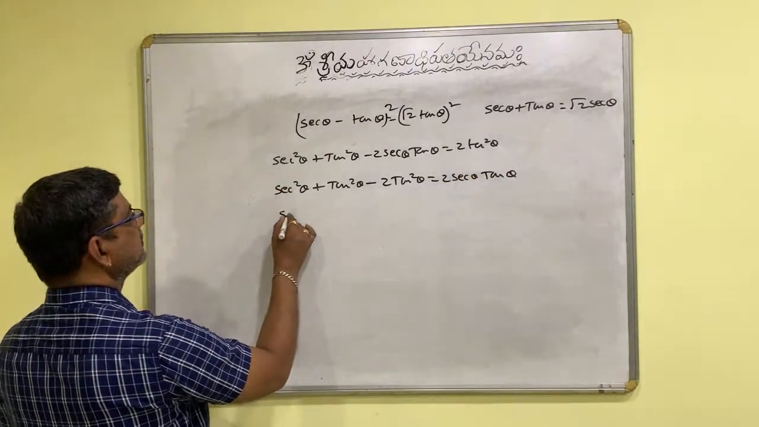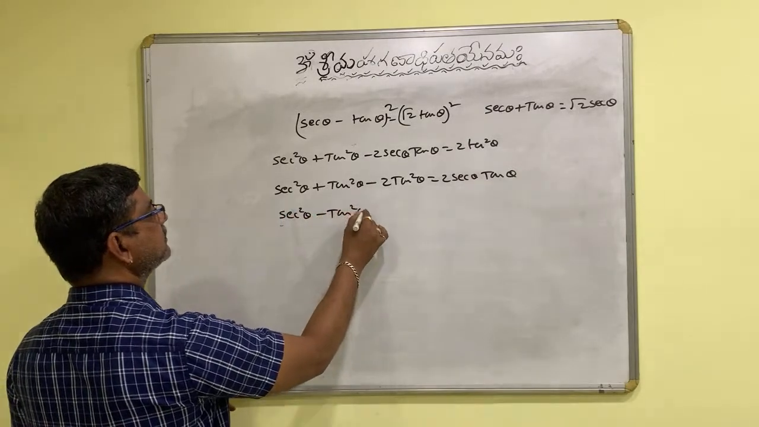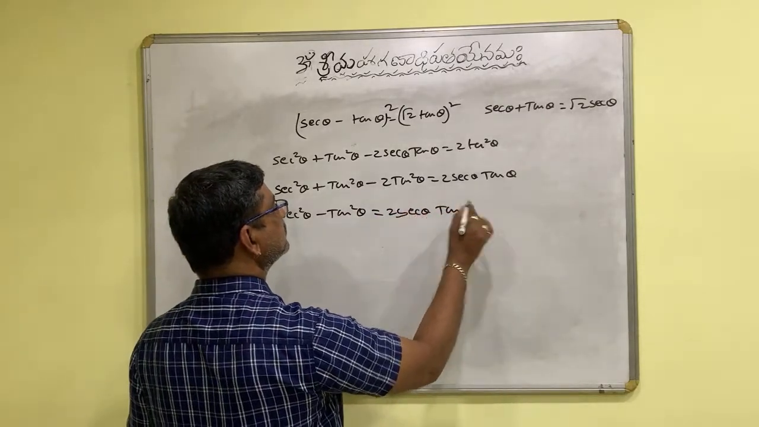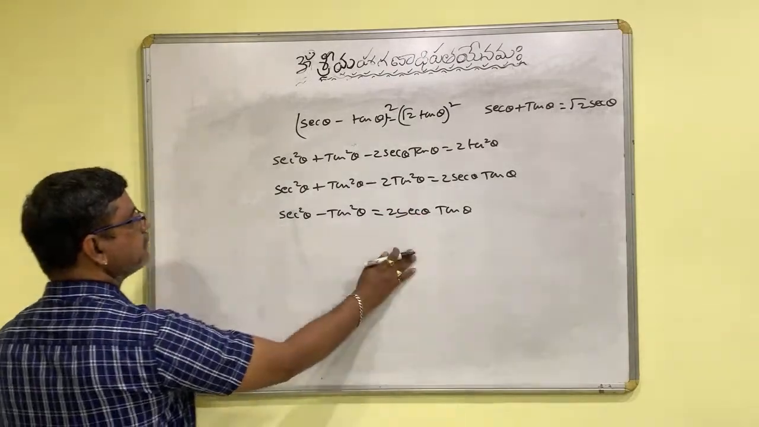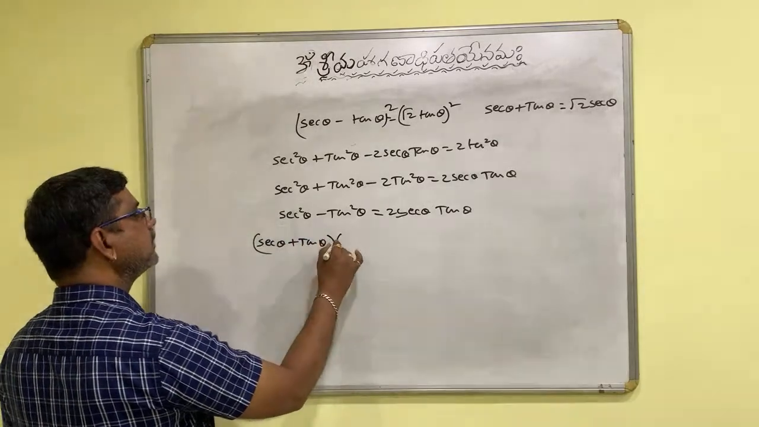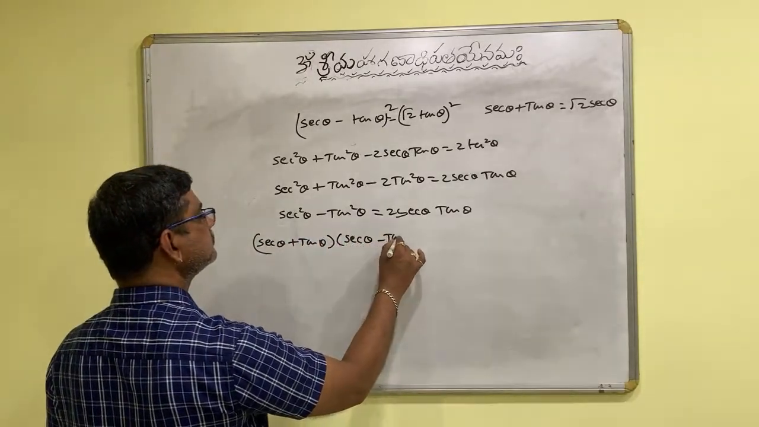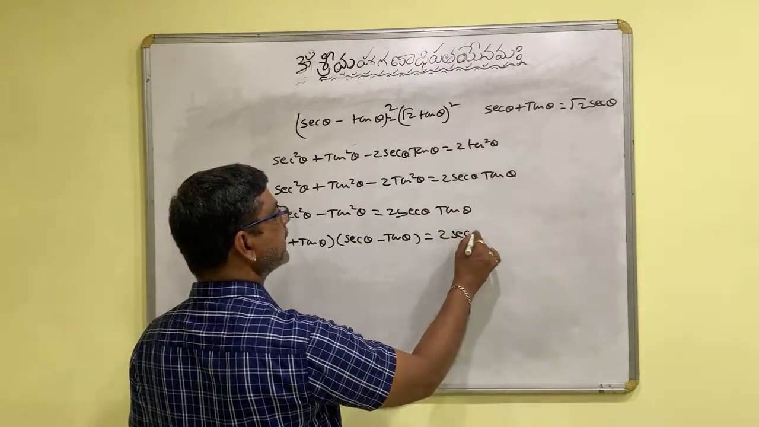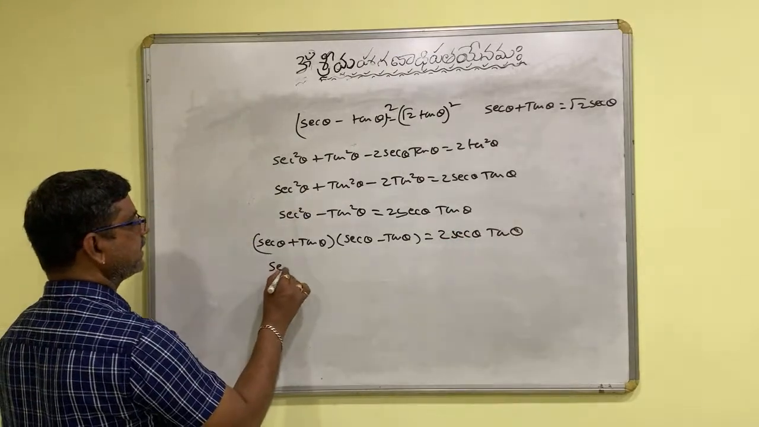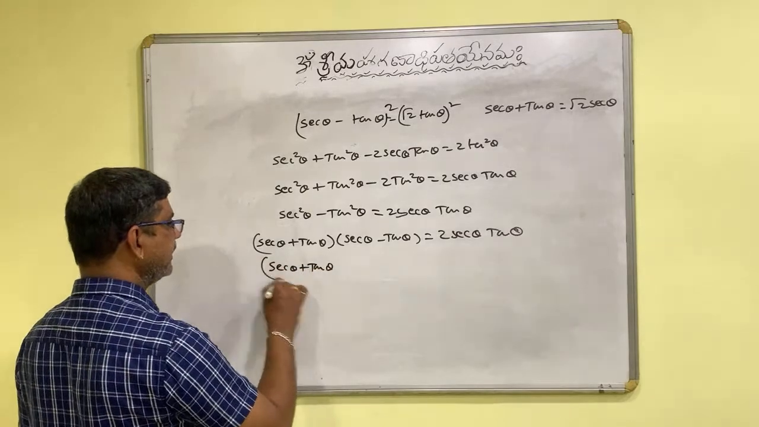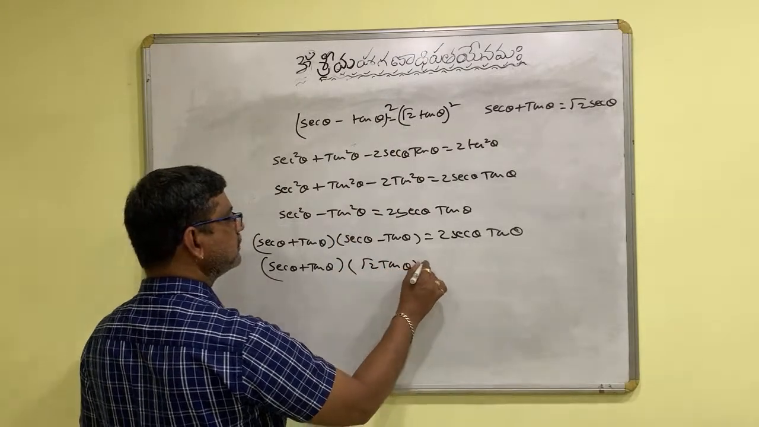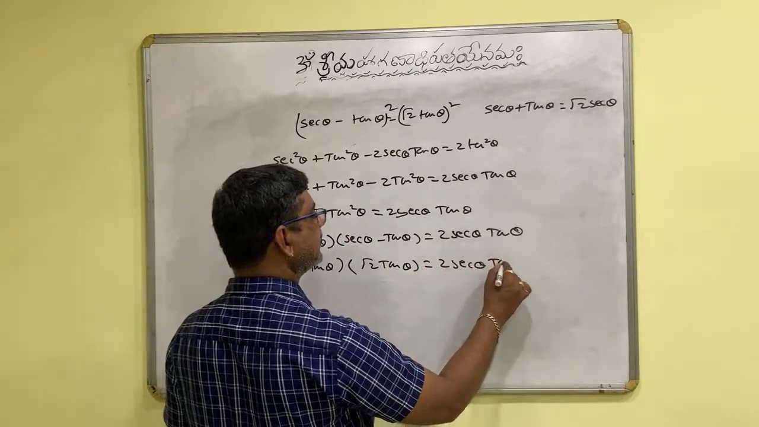Next, secant square theta minus tan square theta is equal to 2 secant theta tan theta. Now this one is a plus b, a minus b, a plus b into a minus b. Now, secant theta plus tan theta into secant theta minus tan theta, which is root 2 tan theta, is equal to 2 secant theta tan theta.